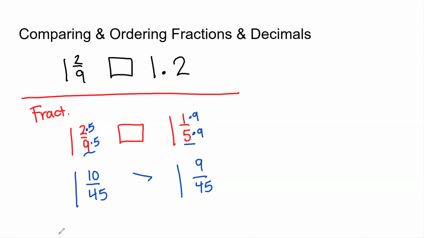And now this one's bigger because the 1 is the same, so we're really just comparing the fractions. 10 is bigger than 9. And you're only comparing the top once you have the same denominator. Again, it works, but I don't know. I would rather just get them to be both decimals.